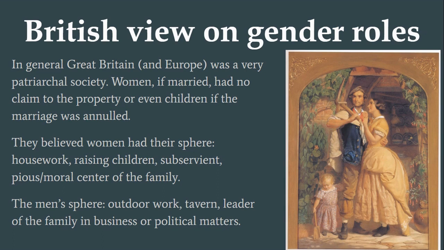In general, Great Britain and Europe had a very patriarchal society. Women, if married, had no claim to property or even children if the marriage was annulled. They believed women had their sphere, which was housework, raising children, being subservient to their husband, and being the pious and moral center of the family, while the men's sphere was outdoor work, drinking in the tavern with mates, and being the leader of the family in business or political matters.